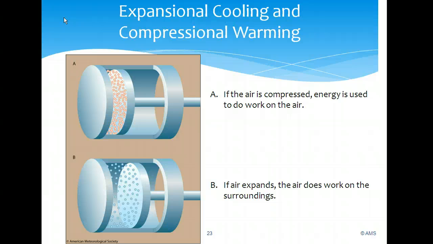That's because the work of compressing air is converted into heat. As an air parcel descends within the atmosphere, it is compressed, molecules become closer together because of the increased surrounding pressure, and the temperature begins to rise.